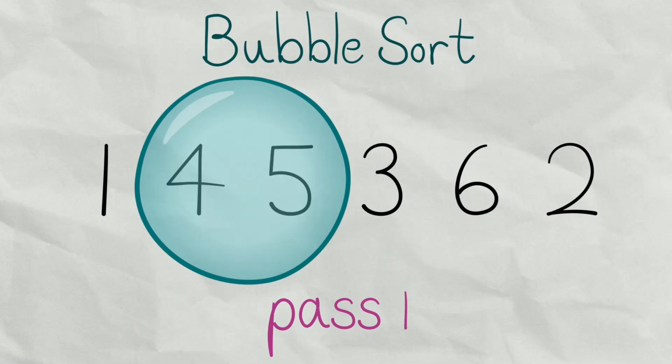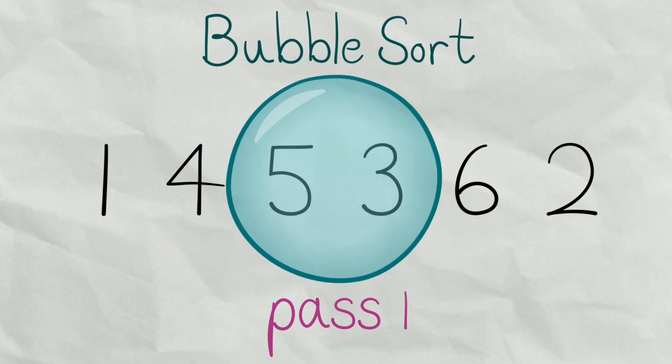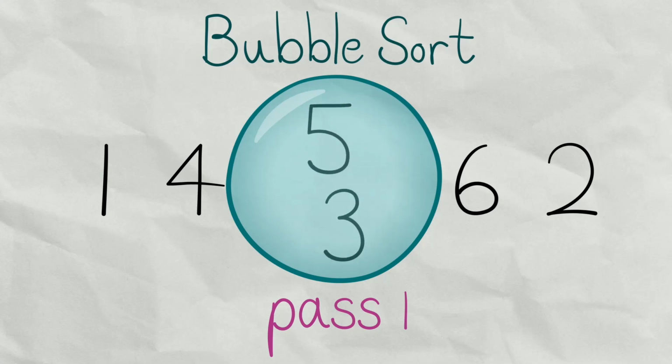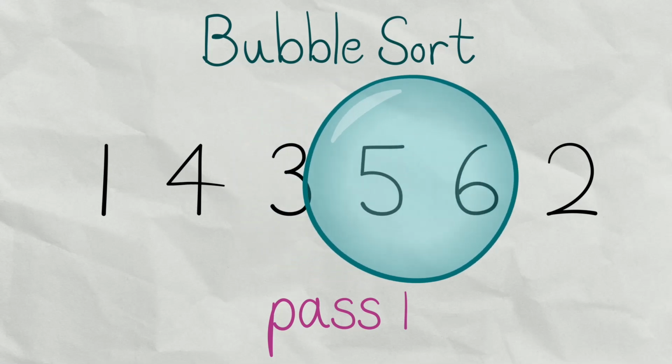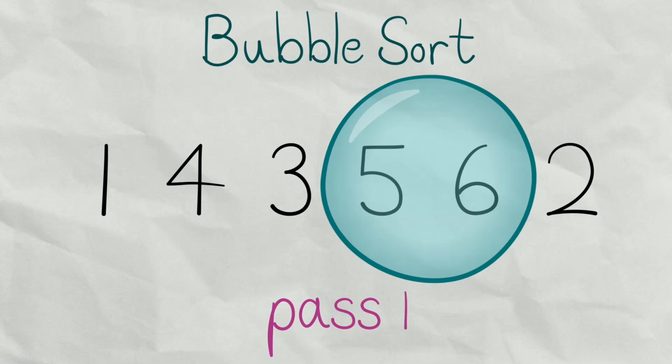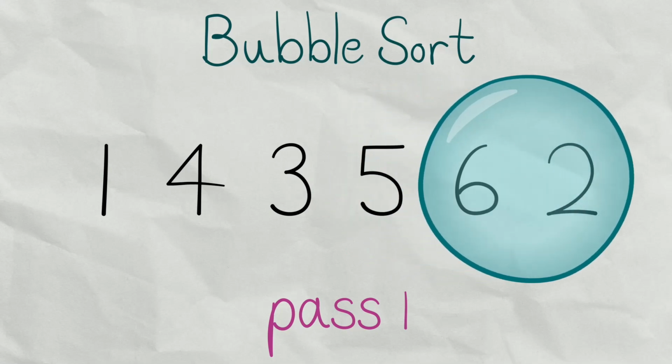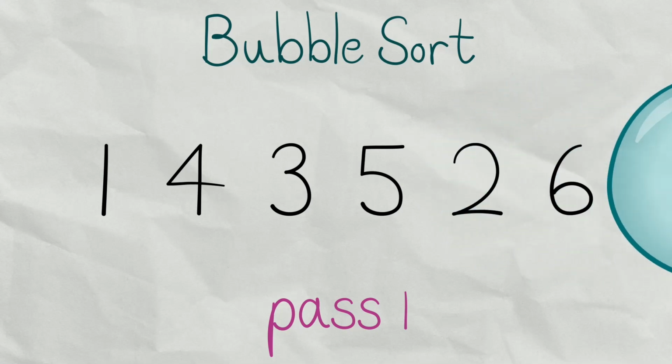As 4 is lower than 5, we don't this time, and we just move on. On to the next pair. 5 is greater than 3, so we swap. Hopefully you're getting the gist by now. We move on again. 5 is not greater than 6, so we move on. 6 is greater than 2, so we swap. We have no more elements to the right to compare 6 to, meaning we have completed our first pass.